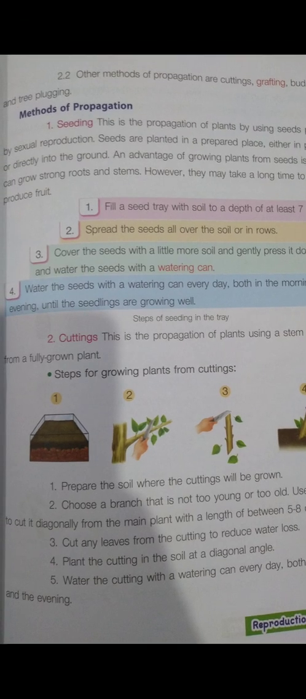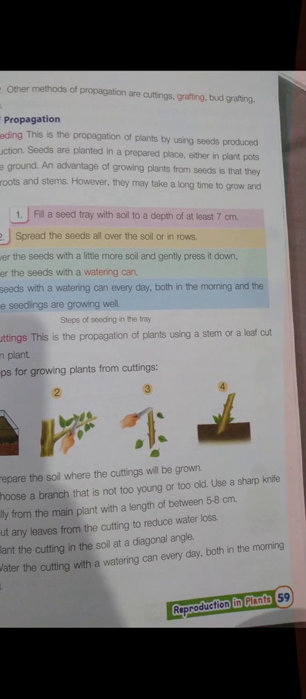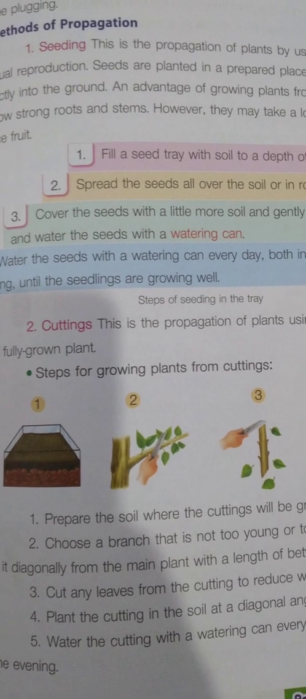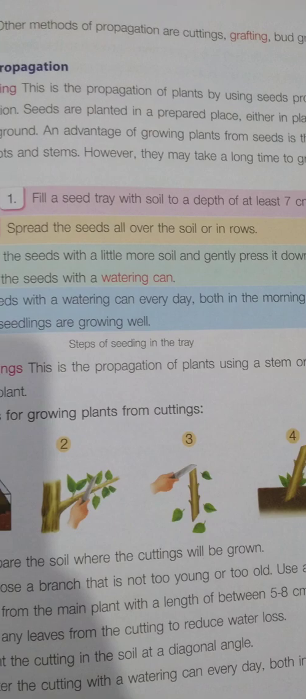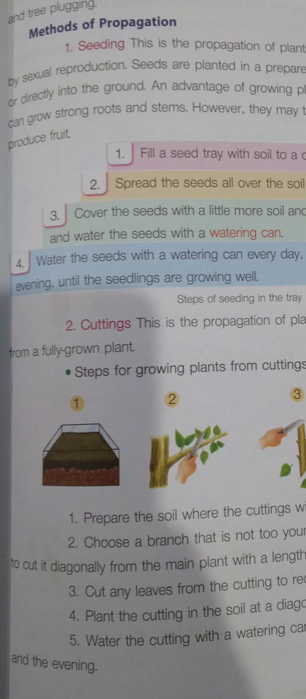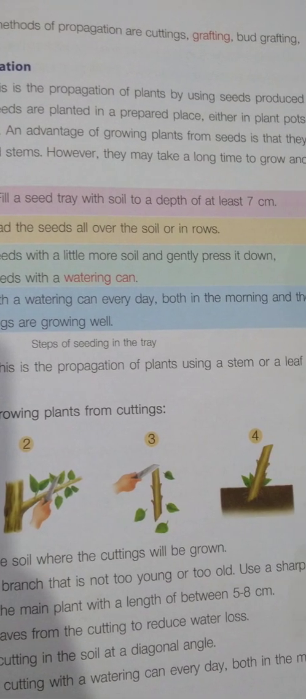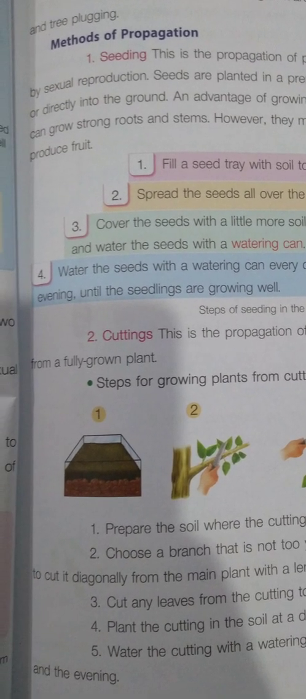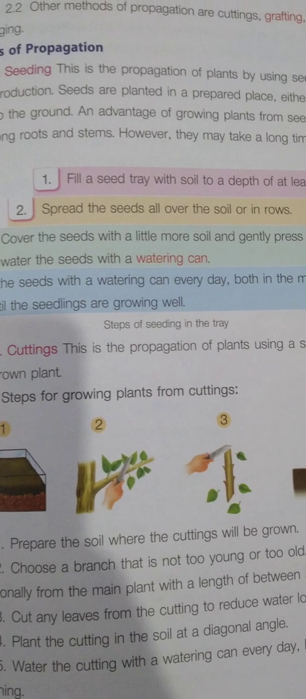So this is the process of propagation. Fill a seed tray with soil to a depth of at least 7 centimeters. Spread the seeds all over the soil in rows. Cover the seeds with a little more soil and gently press it down, and water the seeds with a watering can. Water the seeds every day, both in the morning and in the evening, until the seedlings are growing well. So those are the steps of seeding in the tray.